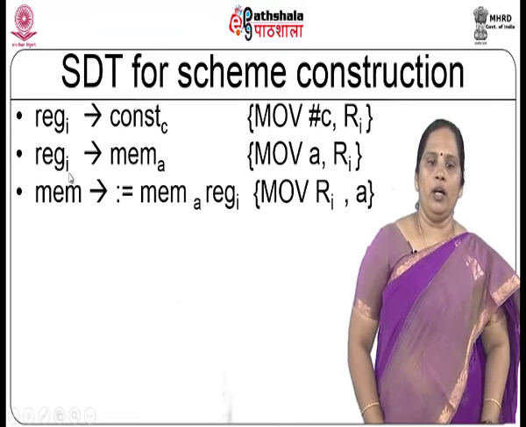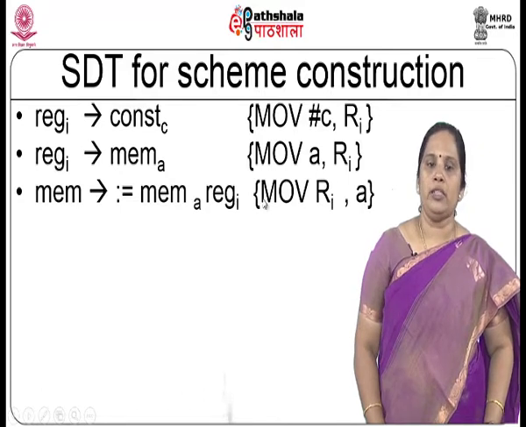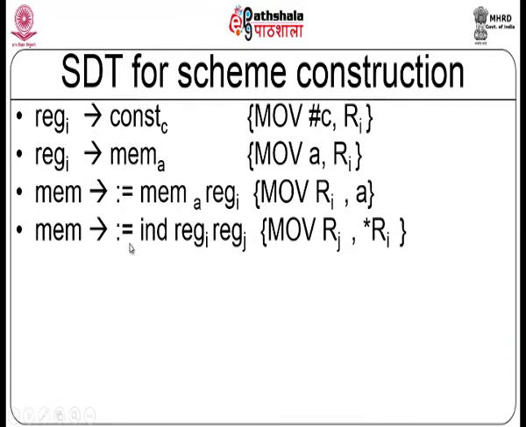Then memory produces colon equal to memory A register I. This means register I is moved into the variable A, okay. And then this is index based addressing, where I have two registers, register I and register J, where it is a move on an index, okay. Indexing is on register I.